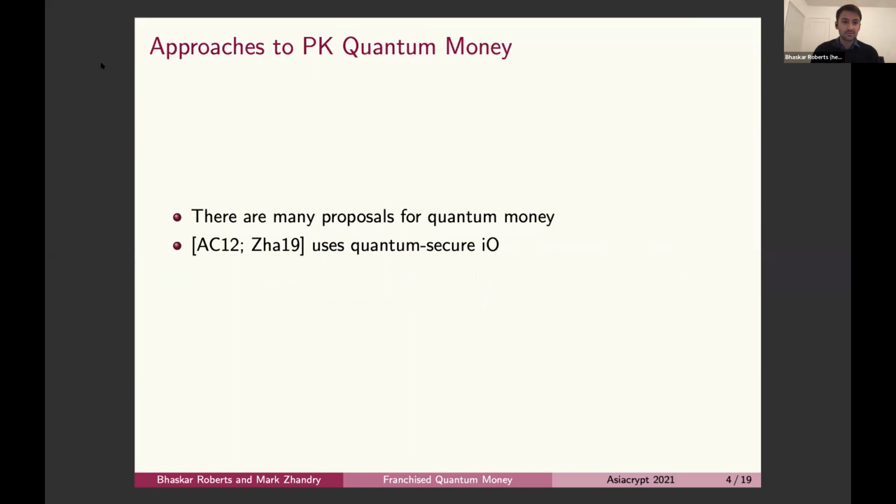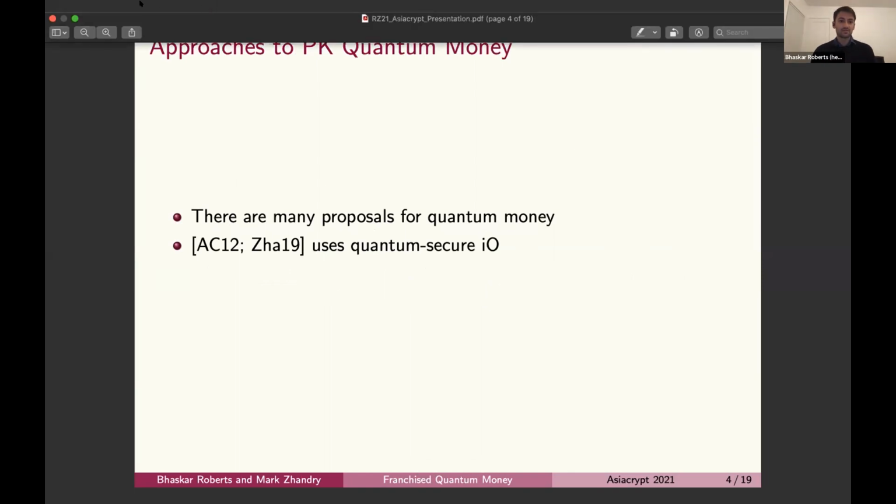So the state of public key quantum money is there have been a variety of attempts to construct public key quantum money over the past decade, but none of them have succeeded in constructing public key quantum money from well-studied assumptions. There was a recent line of work that constructed public key quantum money from post-quantum secure IO, but of course we don't have constructions of that from well-studied assumptions.